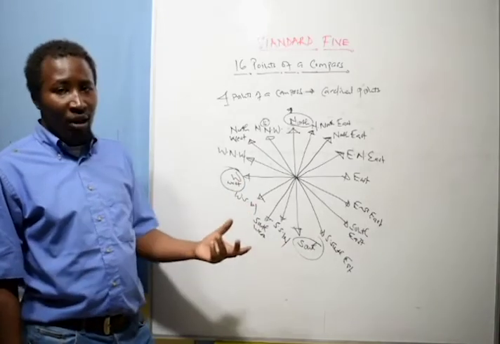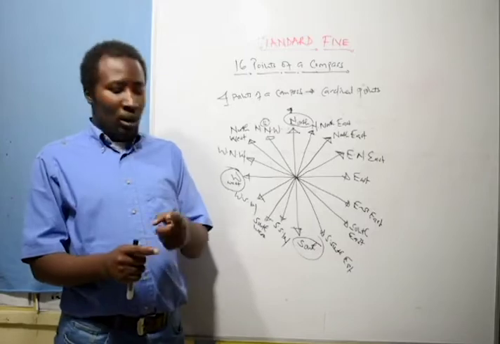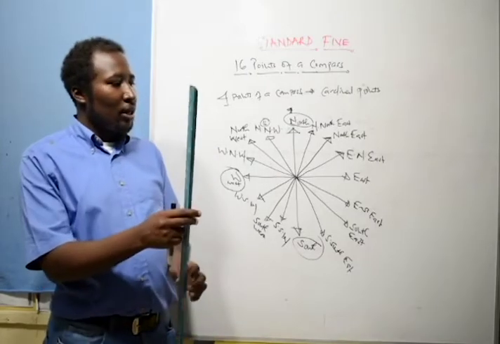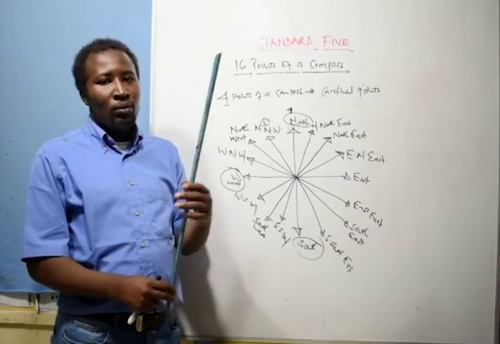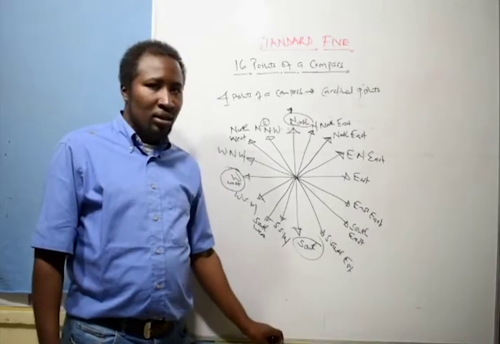Do also an example on the ground. Take two sticks. You could take a stick like this one and another one. Cross them together and try and form the 16 points of a compass and name them.